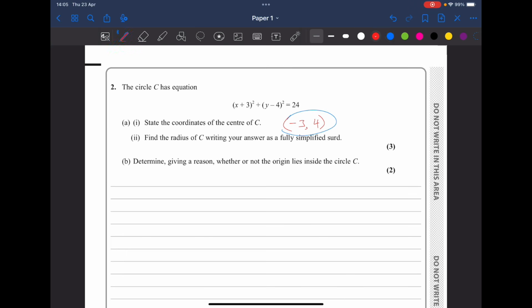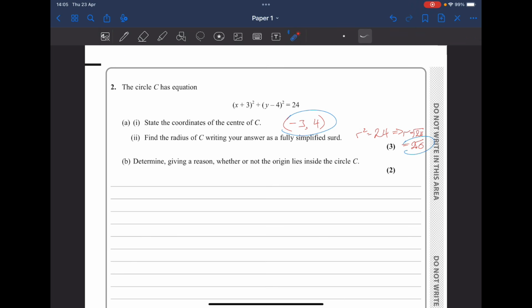So that looks good. Find the radius of C. Give your answer as a fully simplified surd. So the radius here, well, 24 is the radius squared. So if we know that r squared is 24, then that tells us that the radius is root 24. And simplifying that surd, think 24 is 4 times 6. Square rooting that 4 gives us 2. So it should be 2 root 6.